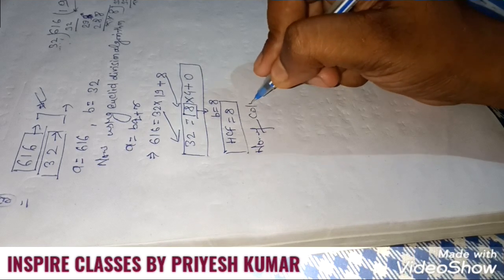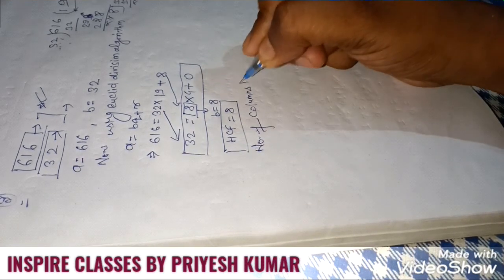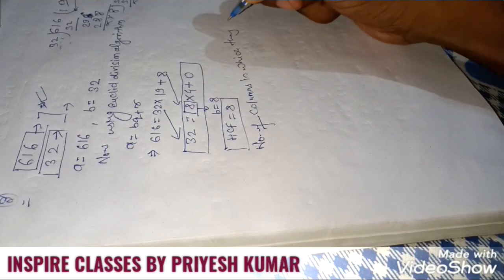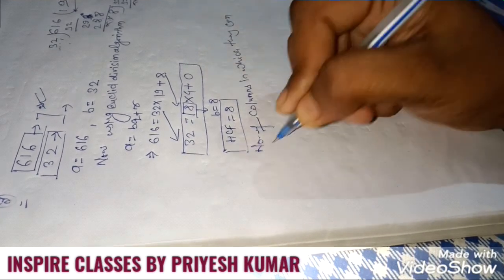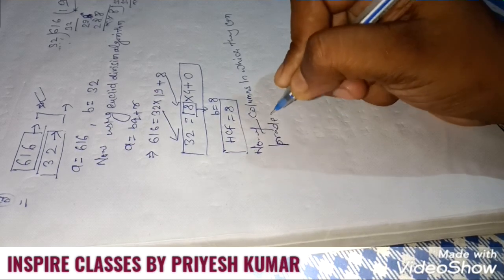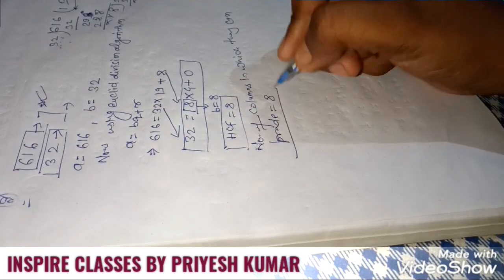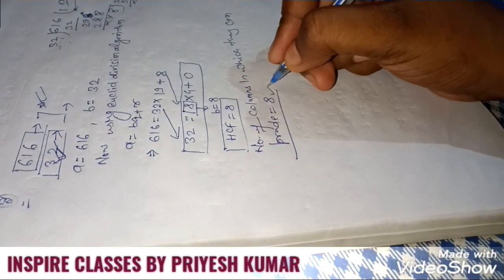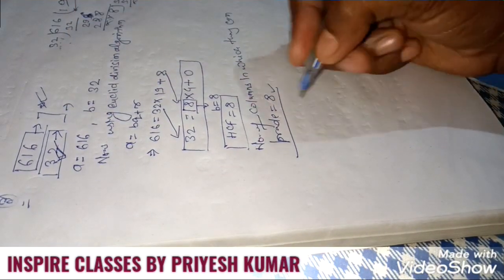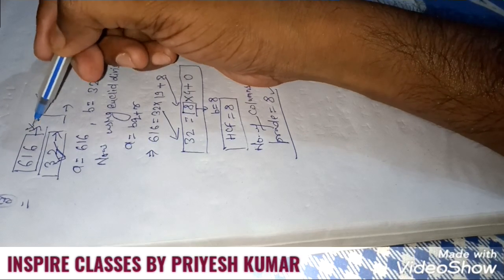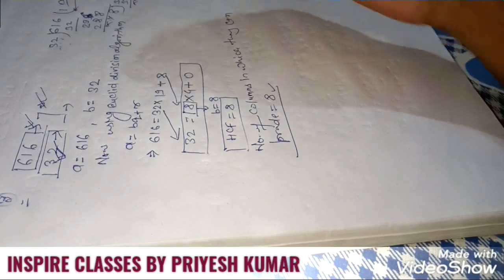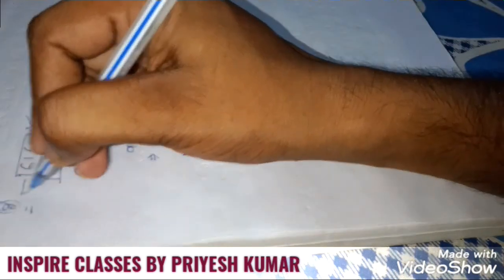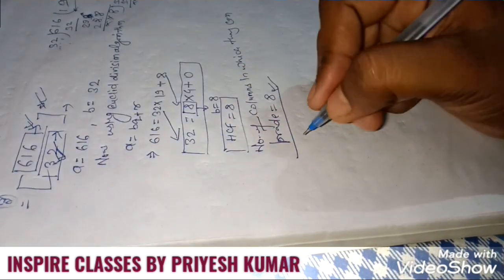columns in which they can parade will be 8. That means if you arrange 32 soldiers in 8 columns, they can also parade. And if you arrange 616 soldiers in 8 columns, they can also parade, because both numbers are divisible by 8. You can check here.